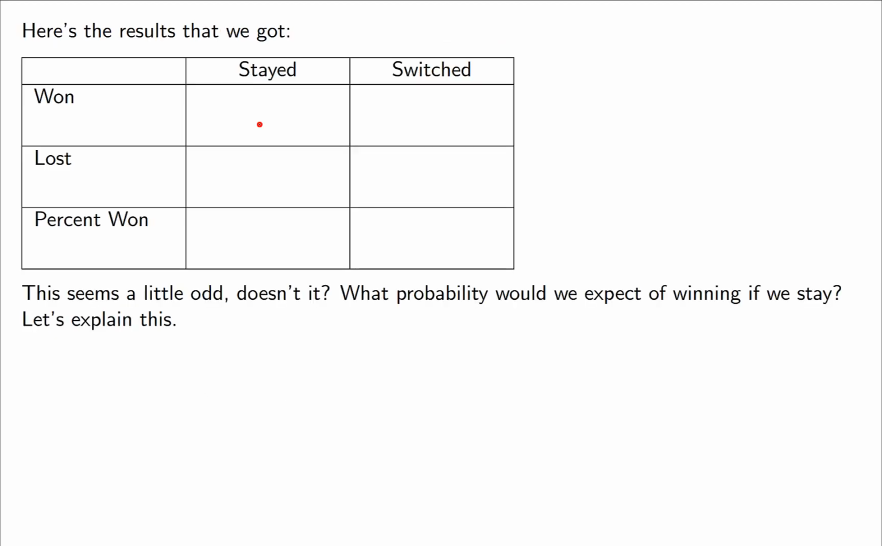In my experiment, whenever I stayed, I won 6 times, but I lost 14 times. So out of 20, that's 30% of a win rate. When I switched, I actually won 14 times, and I lost 6 times, for a win rate of 70%. Now this came out really nice. These numbers might not come out as perfect to add to a 100, but you should get something similar. Now isn't that a little bit strange? If we were to stay, we would think, well, there's 2 doors left. There's a 50-50 chance of winning, right? Well, something else is going on here.